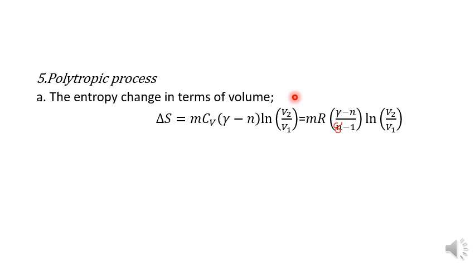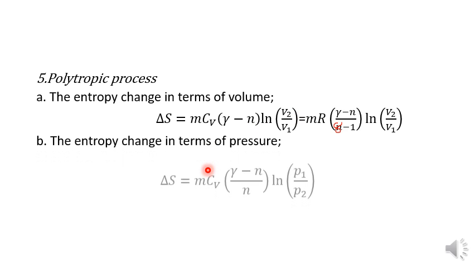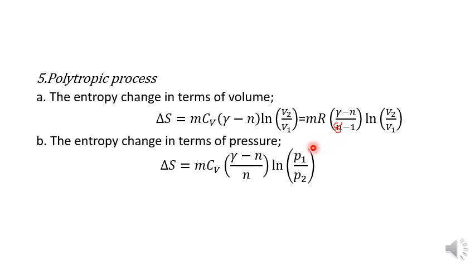So log A power m becomes m log A. In terms of pressure, P1 by P2 becomes whole power 1 by n. So it comes to log A power m, which is m log A, and log A power 1 by n is 1 by n log A. So like that, m Cv gamma minus n by n log P1 by P2. So this is in terms of pressure.